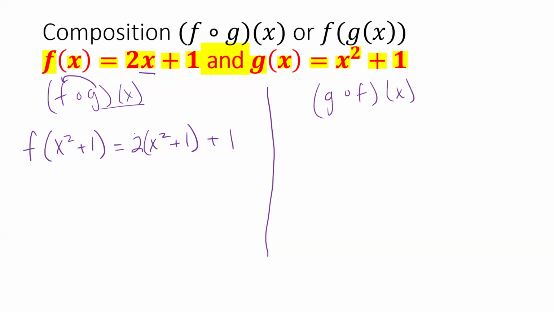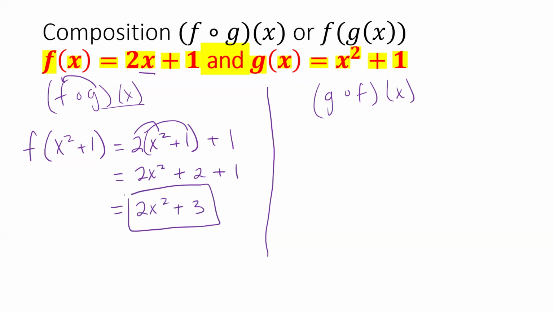In order to simplify, we're going to distribute and combine like terms. So what do we get? 2x squared plus 2 plus 1. So what is our final equation? 2x squared plus 3. So f composed of g of x gives us 2x squared plus 3.